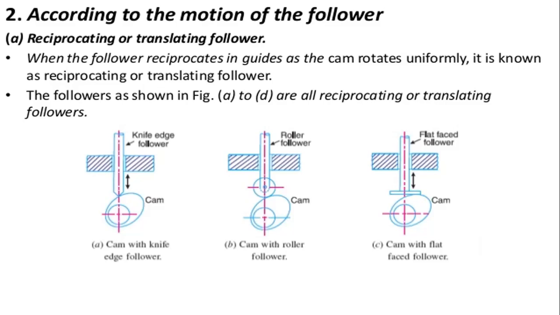And in these three types, you can see the translatory motion between the guideways with the follower. So the follower can use the reciprocating or translatory motion through the guideways, and this indicates the translatory motion or the reciprocatory motion between the cam and follower. And this is the first type of follower, that is, the first type of the motion.